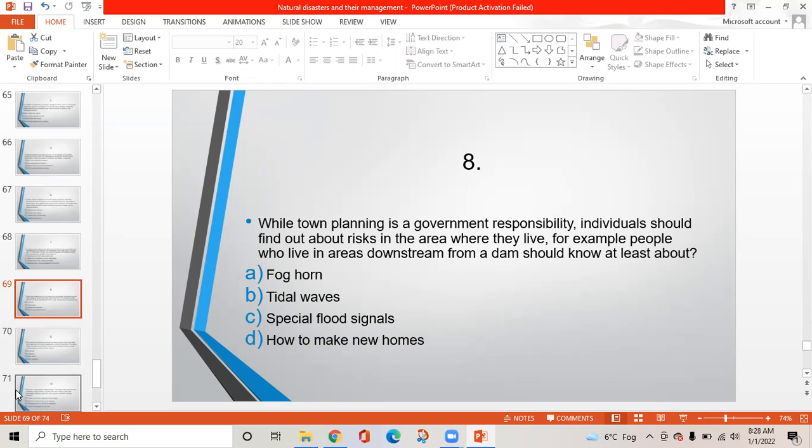MCQ 8 is while town planning is a government responsibility, individuals should find out about risk in the area where they live. For example, people who live in the area downstream from a dam should know at least about. Option A is foghorn, option B tidal waves, option C special flood signals, and option D how to make new homes. Option C is the right one. They should know about special flood signals.